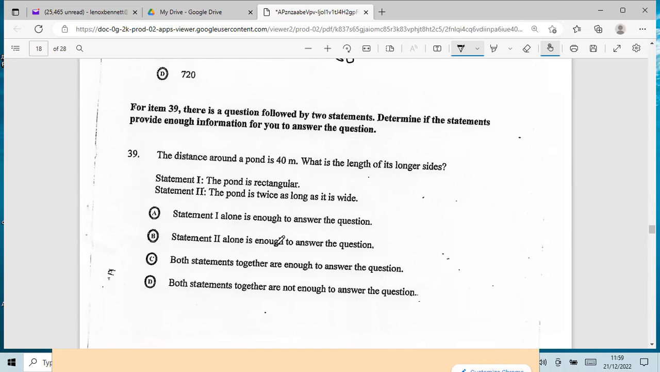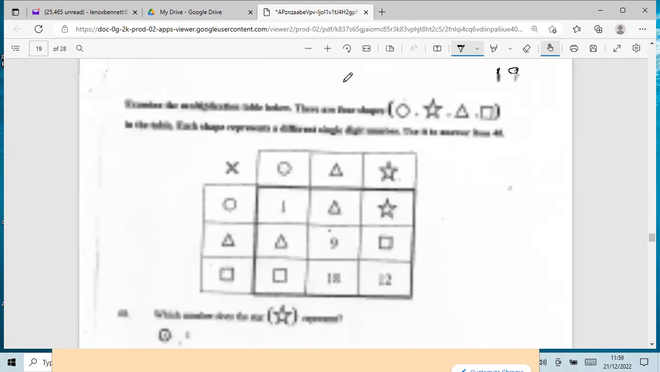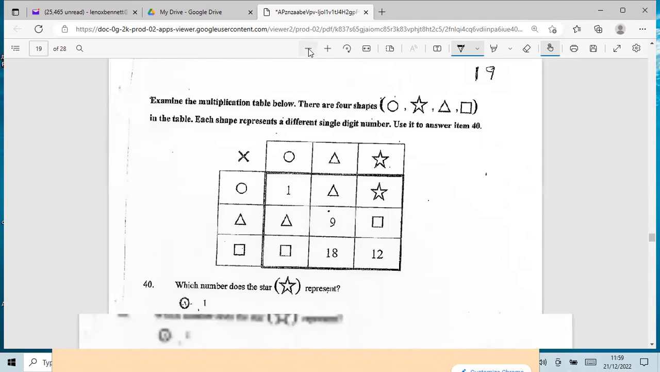Sir, statement 2 alone is enough to answer the question. Yeah, that is correct. The last one now, probably we are cut off, guys. Probably we have to come back. But if we have to come back, examine the multiplication table. There are 4 shapes: the circle, the star, the triangle, and another one. The number the star represents is 1.